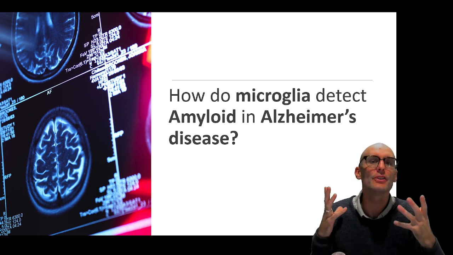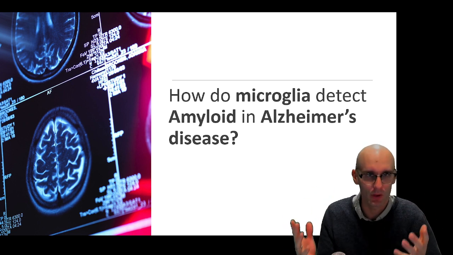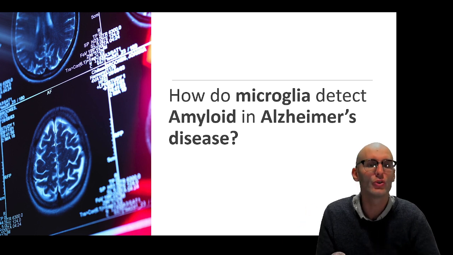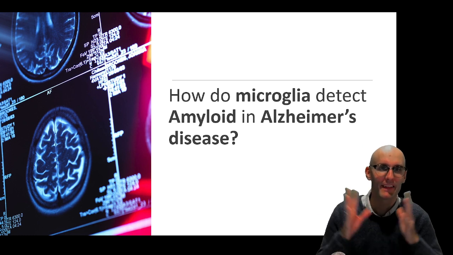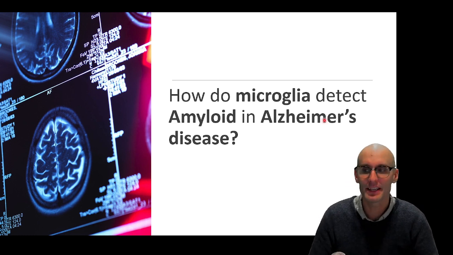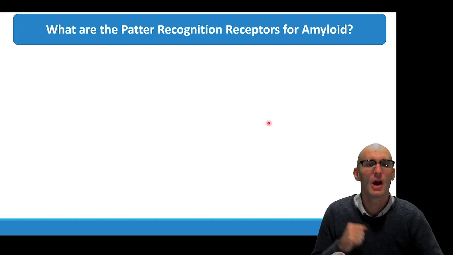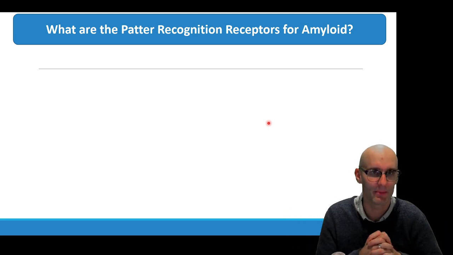But how do the neutrophils know that the amyloid is there? How do microglia detect amyloid in Alzheimer's disease? Now that's a super interesting question. Another way to phrase that is, what are the pattern recognition receptors for amyloid?